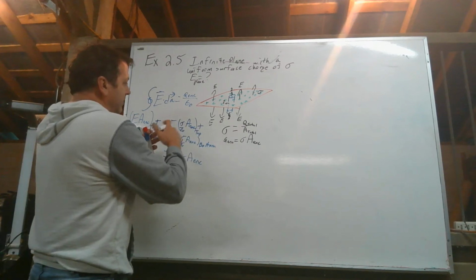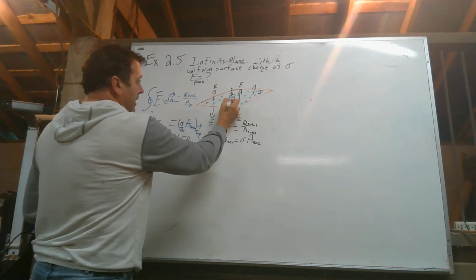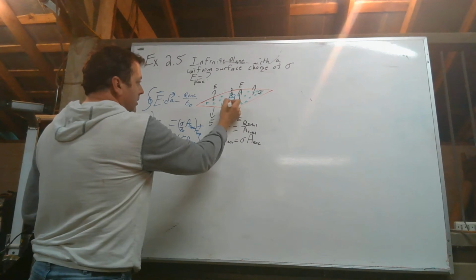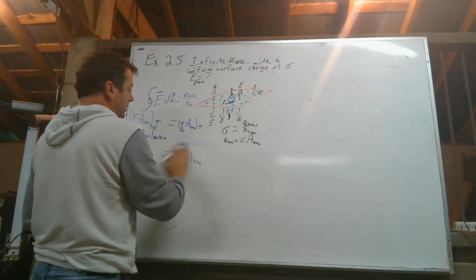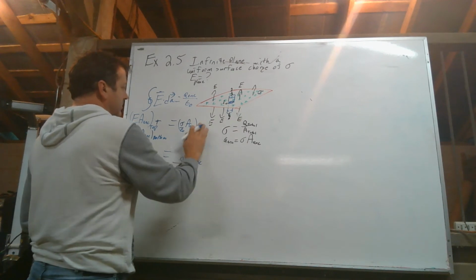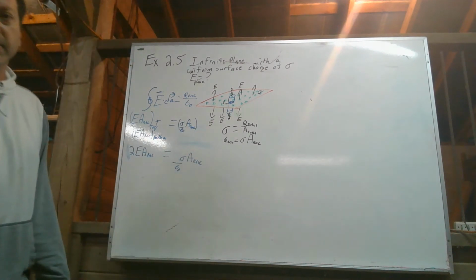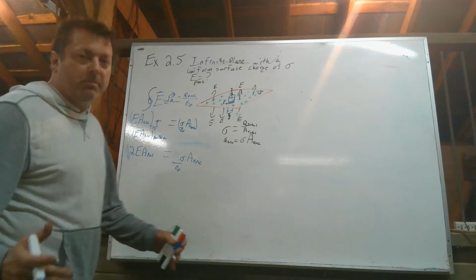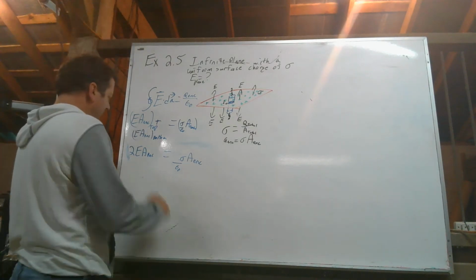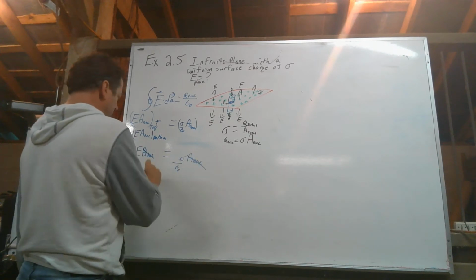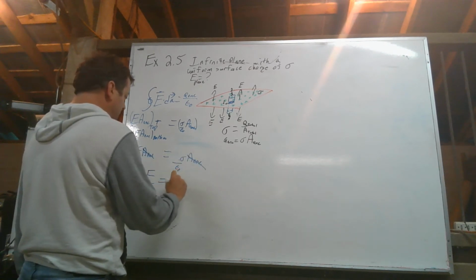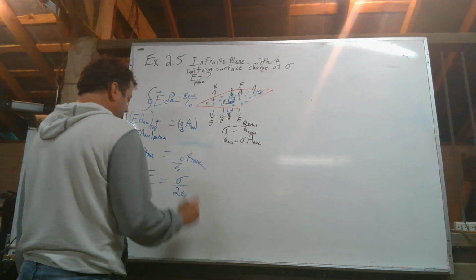I should have just said, it's the area enclosed right here, and all the charge inside. So I really should just have put this, and that is my bad. Blame it on the barn dust, right? So the area enclosed cancels. I just get the electric field then is sigma over 2 epsilon naught.